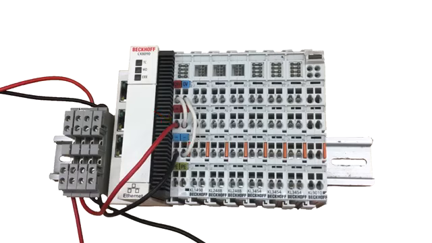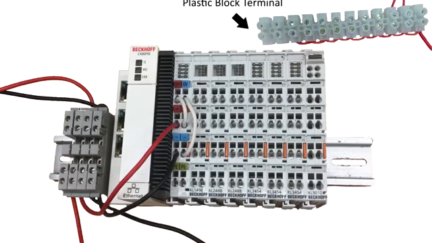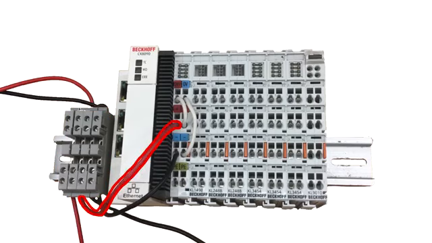This may vary with your design. The grey terminal is to help split the current into two. One wire will go into the plastic terminals, while the other will go into the PLC.